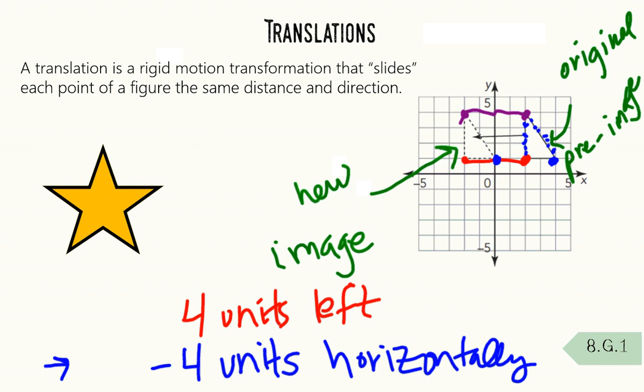I need to say that this has moved negative 4 units horizontally. This lets me know that my shape is moving to the left.